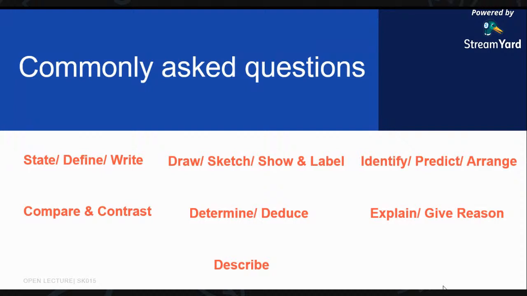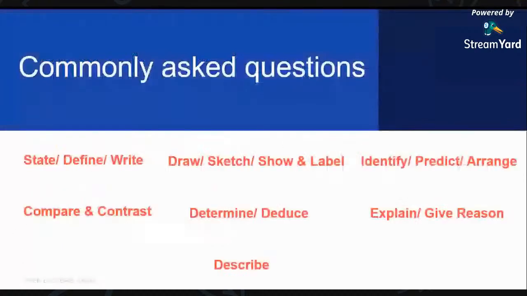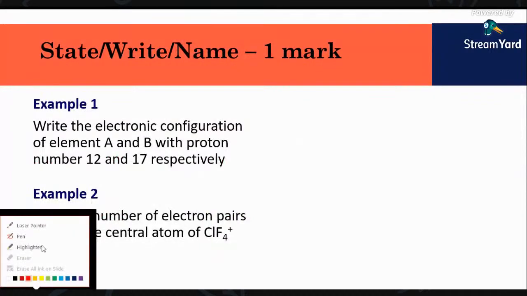Okay, so chapter 4, as you have seen in Madam Amiza's slide, is one of the chapters with the highest weightage of marks. So the questions can be various. Okay, so let's look at the different types of questions and how you can actually answer them. So the first type, which is state, write, and name, is usually given 1 mark. So here I've given 2 examples of this type of question, whereby the first one requires you to write the, sorry, give me a moment.